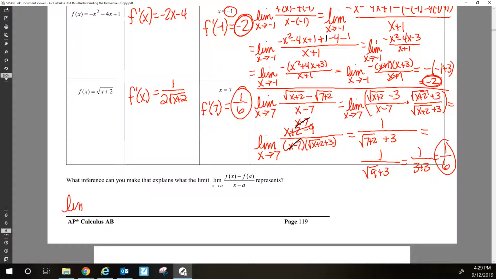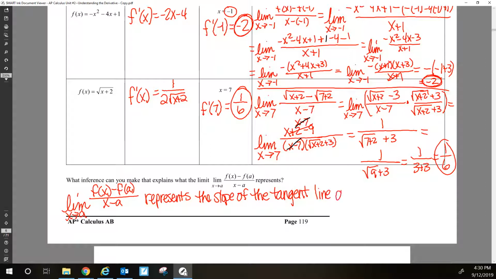So hopefully you can see the connection that the limit, as x goes to a specific point, of f of x minus f evaluated at that point over x minus a, represents the slope of the tangent line drawn to the graph of f of x at x equals a. So that is what that guy means.